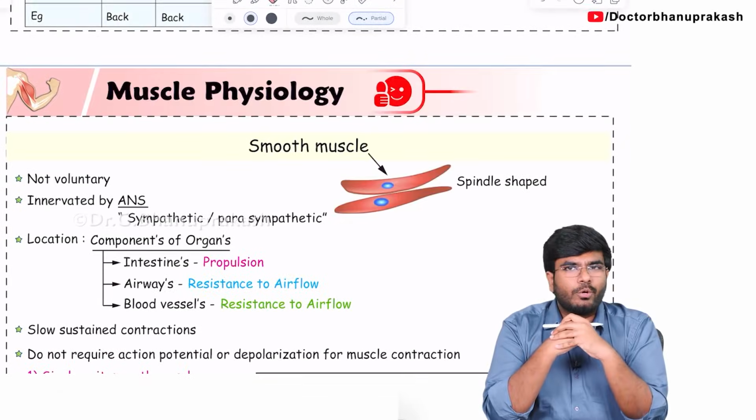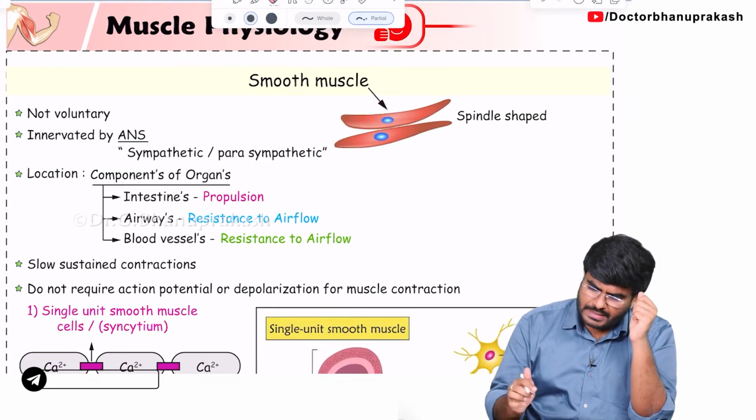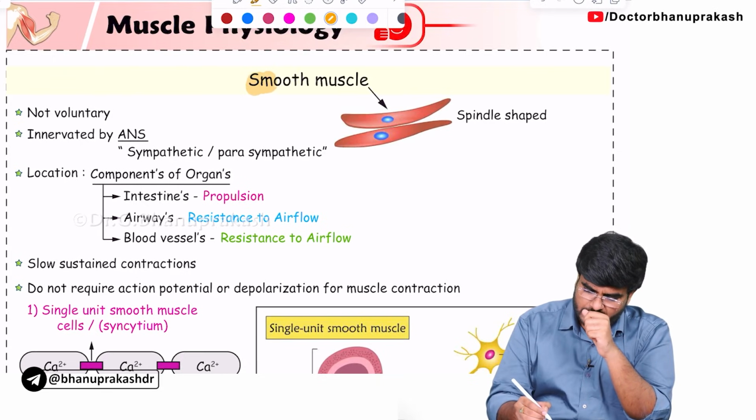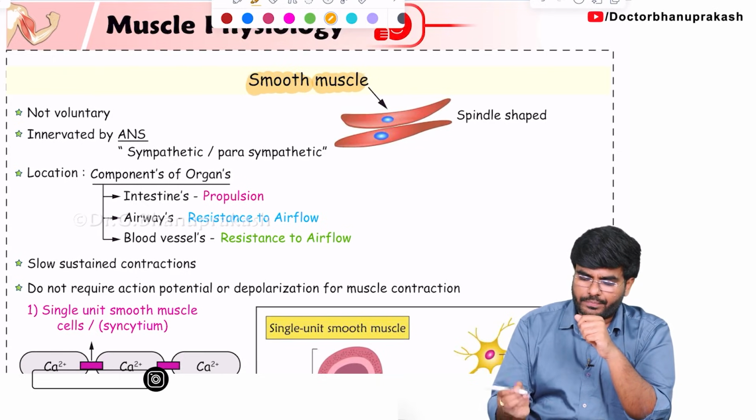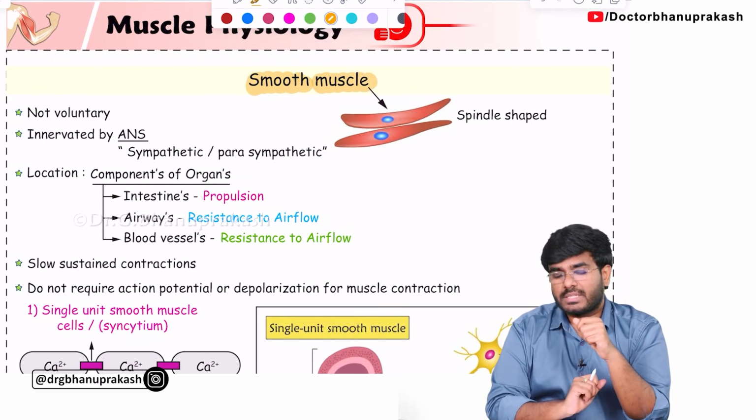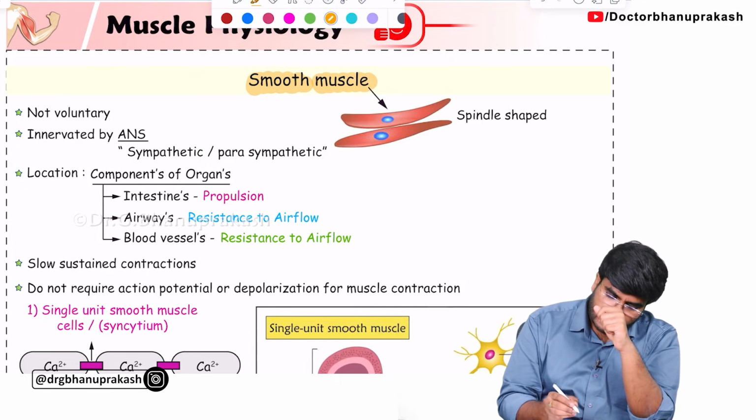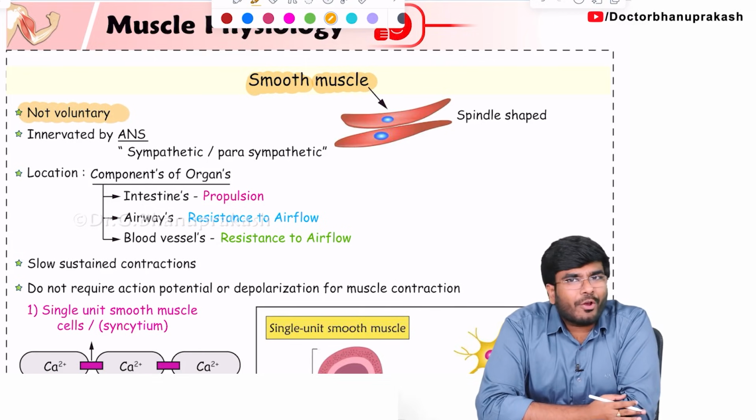Welcome back guys. Now in this video, let's discuss the smooth muscle. How is a skeletal muscle different from a smooth muscle? See, smooth muscles are not voluntary in nature.